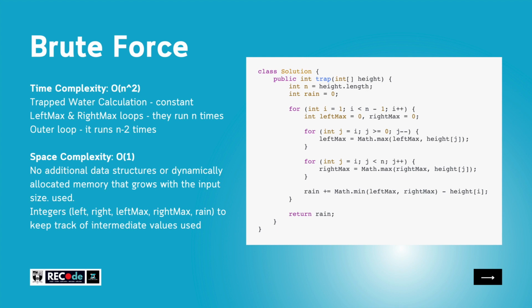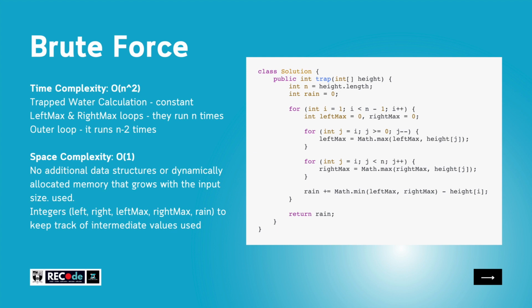This is the code for it. So you start with initializing n equals height.length, rain equals 0. You traverse through the array from 1 to n minus 1 because you are not taking the first and last element, as they cannot trap water. You set left max and right max equals 0, and then for int j equals I, that is from the ith position, you calculate the left max by looking at all the elements to the left of your current position. So you do j equals I, j greater than or equal to 0, j minus minus. You decrement and find the left max.